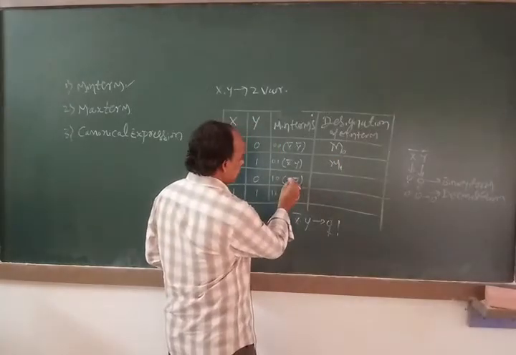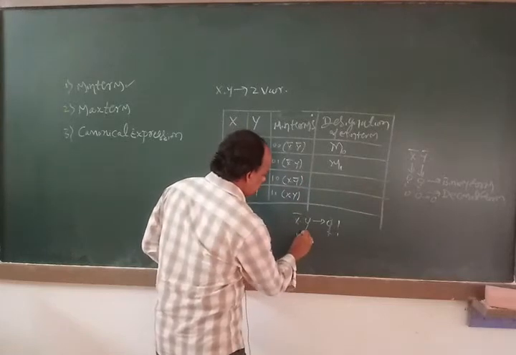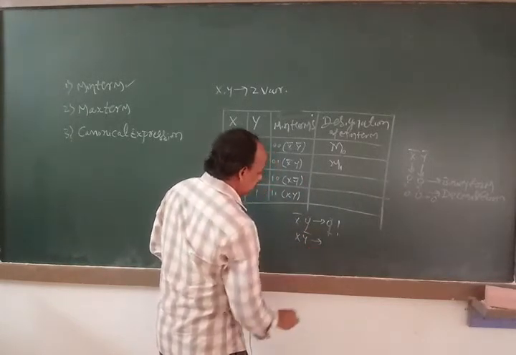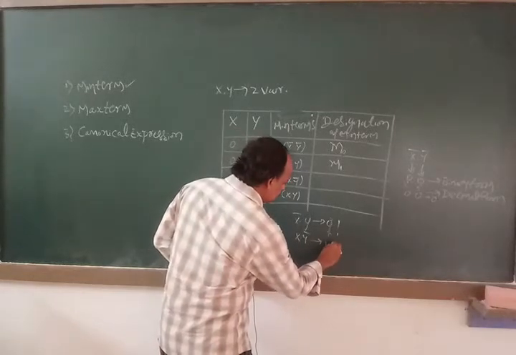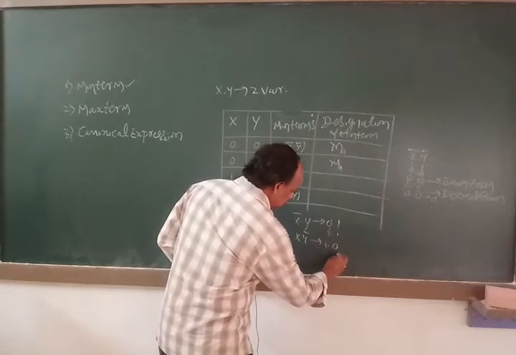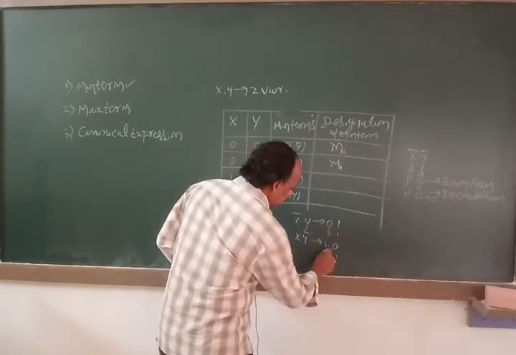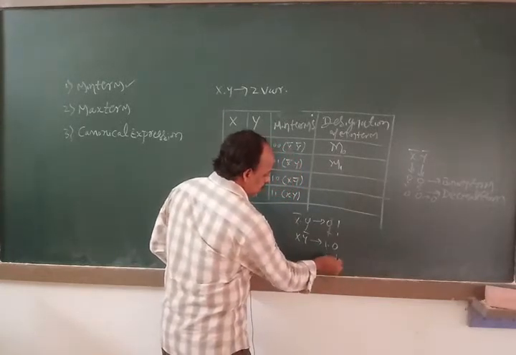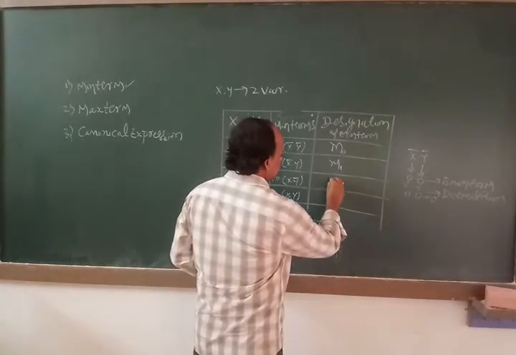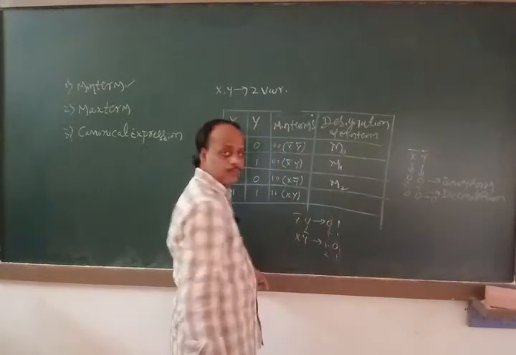Like this, here x into y bar. Its binary form is 1, 0. 2 power 0 means 1, 2 power 1 means 2. So 2 into 1 means 2, and 1 into 0 means 0. So its min term designation is 2.